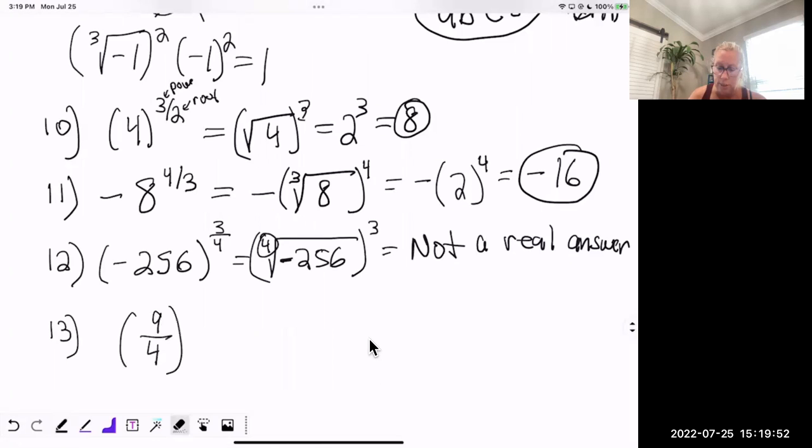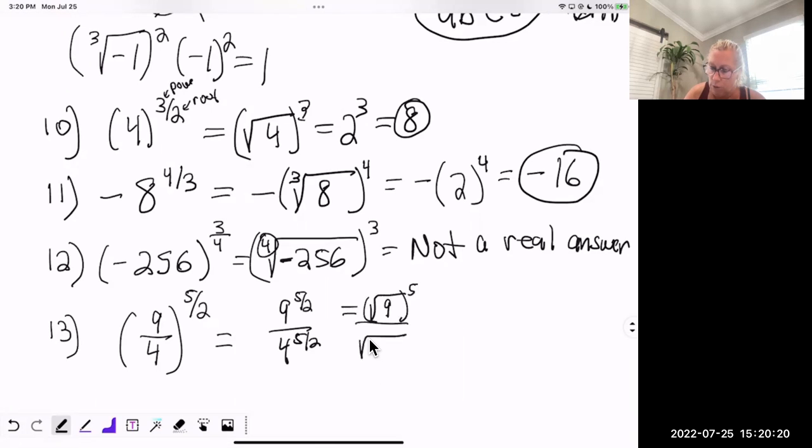Fraction, 9/4 to the 5 halves. Remember, we can split them, right? 9 to the 5 halves over 4 to the 5 halves. Why would I split them? Because I can't simplify that fraction, but I know I'm dealing with a square root. Then I'm going to rewrite it. It's the square root of 9 to the 5th power over the square root of 4 to the 5th power, because this is my root and that's my power.